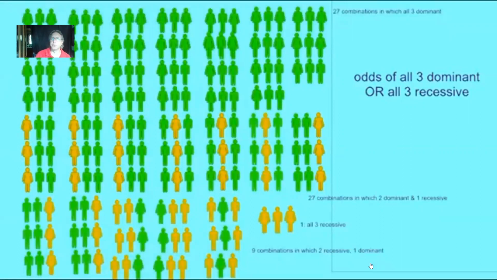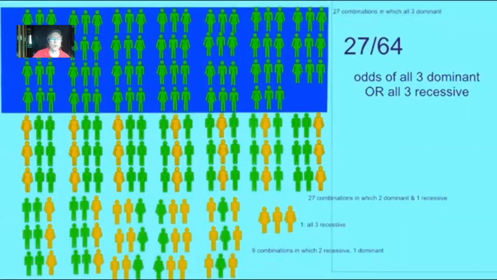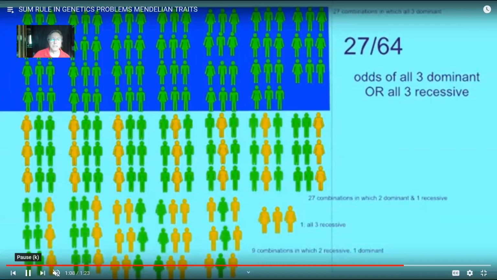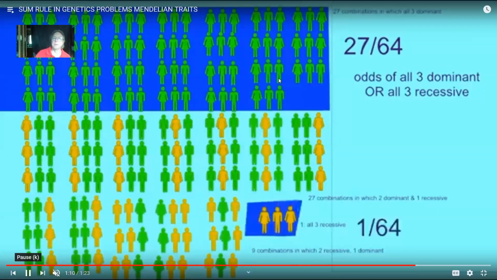So let's imagine then you have 3 children. What are the odds that either they would all be dominant or all be recessive? Well, we know from the product rule, what are the odds of having 3 children and they all have the dominant trait? Well, there's a 3 in 4 chance that the first child has it, and a 3 in 4 chance that the second child has it, and a 3 in 4 chance that the third child has it. 3/4 times 3/4 times 3/4 is 27/64. I use the product rule.